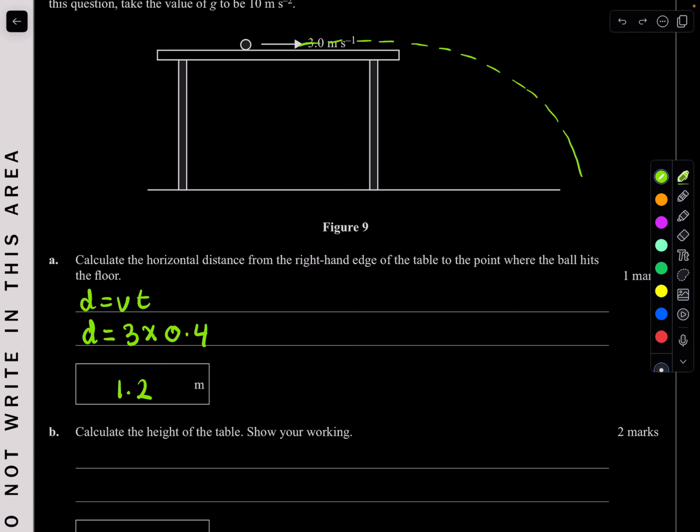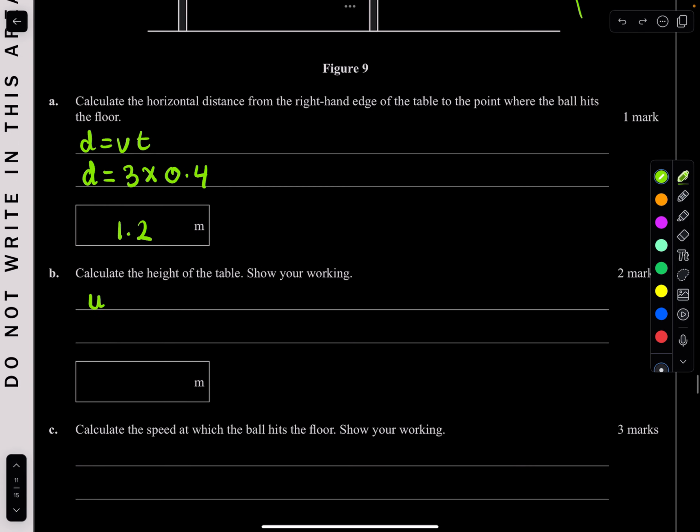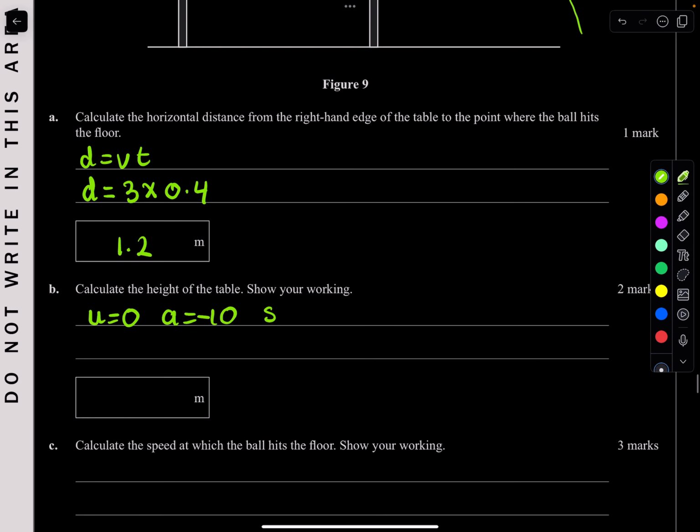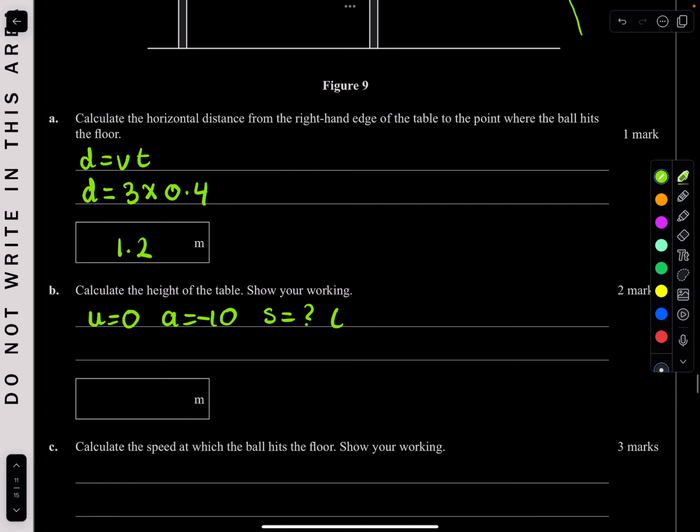vertical velocity is actually 0 from the question. So U is equal to 0. A is equal to negative 10. Remember, not negative 9.8. They told us to use 10. And S is what we're trying to find. We're also given the time, which was when it hits the floor, it's 0.4 seconds.